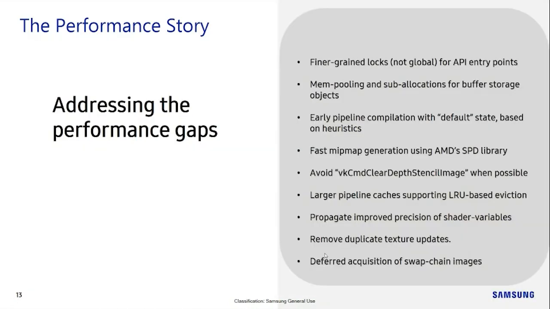So what did the Angle teams do to address the performance gaps? A lot. They fixed memory pooling. They fixed pipeline compilation with default state. They replaced the mipmap generation using the AMD Open SPD library. They avoided depth stencil image clear. Did a lot of LRU-based eviction. Deferred acquisition of swap chains. I mean, they fine-tuned a lot of the things that you would want to, using profilers and making sure we can get as close to native as possible.